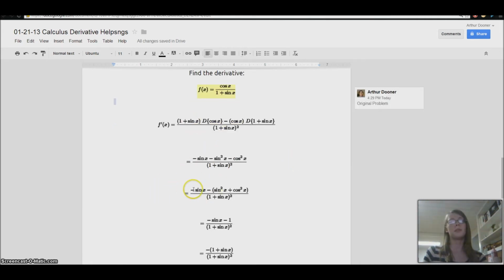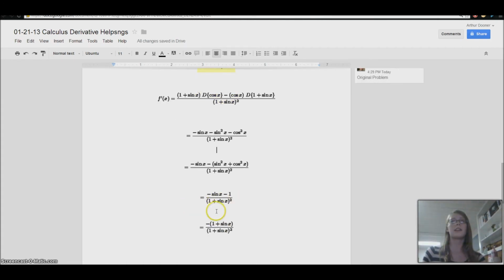In the third step, you use a trigonometric identity. Remember these for the test. Sine squared of x plus cosine squared of x equals 1. So you put that in parentheses to designate that's a quantity, and you have negative sine of x minus the quantity sine squared of x plus cosine squared of x over the denominator that we've had all along, the quantity 1 plus sine of x squared.